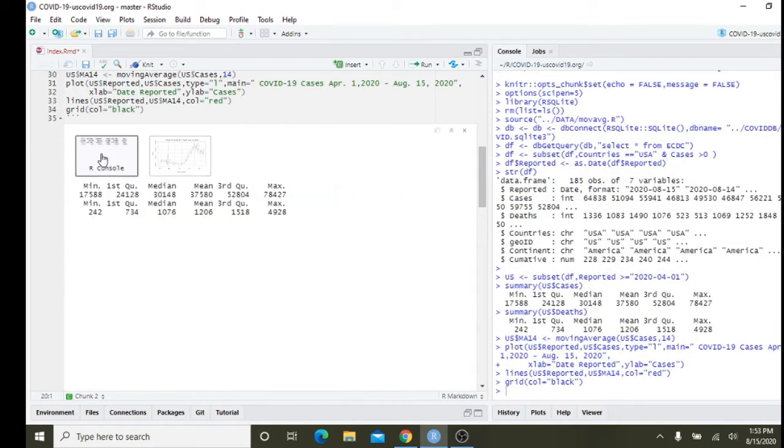Okay, let's take a look at the summary stats. First cases, the minimum cases since April 1st is 17,588 per day. The mean cases is 37,580 per day. And the maximum has been 78,427 for one day. Minimum deaths was 242. Mean deaths was 1,206 per day. The maximum deaths was 4,928.